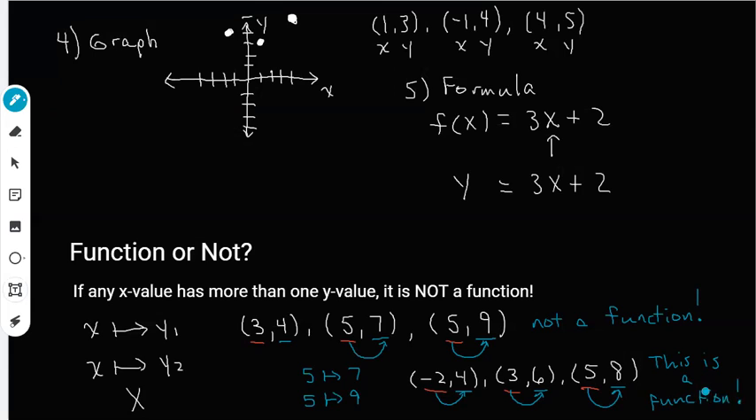So that's the difference between a function and something that is not a function. If any x value has more than one y value, it is not a function, right? Because every input can only have one output, at least for functions. Okay? So let's do a couple more examples on the next slide.